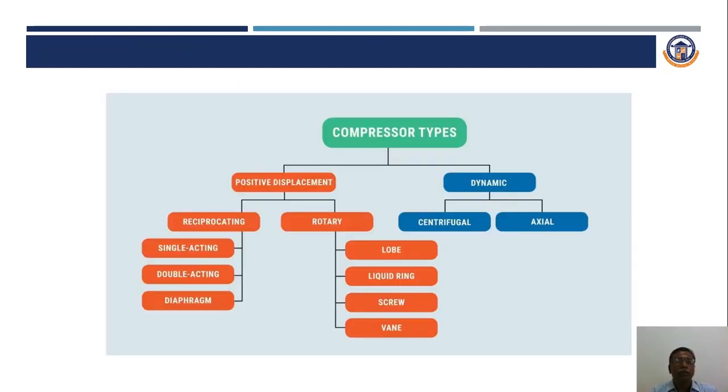How are we going to classify the compressor? Compressors are broadly classified into two types: one is the positive displacement compressor, another is the dynamic compressor. The positive displacement compressor is further classified into reciprocating compressor and rotary compressor. The reciprocating compressor is further classified into single acting, double acting and diaphragm compressors. The rotary compressor is classified into lobe type, liquid ring, screw type and vane type compressors. The dynamic compressors are classified into centrifugal and axial flow compressors.